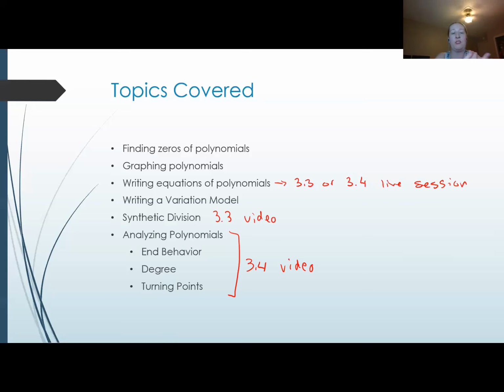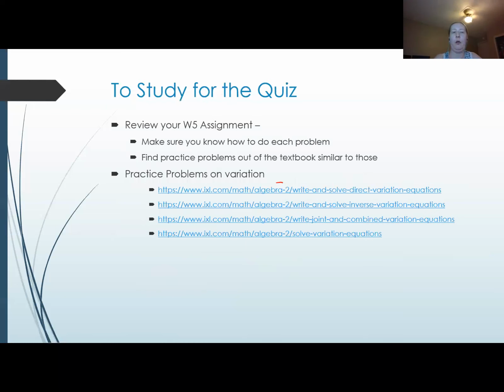I know a lot of people also got confused with Descartes' rule of signs, and there are other videos out there that you can watch that might explain it differently. So don't be afraid to use those other resources to help you study for this quiz. Additionally, definitely review your week 5 assignment to know how to do it. Make sure you can do that same sort of step with a different equation or different function.